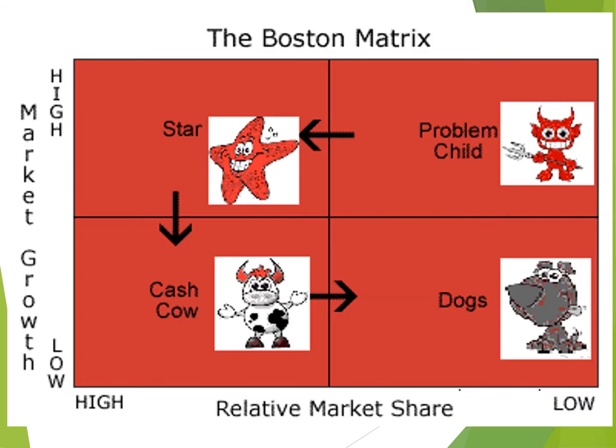So the Boston Matrix looks like this, and you'll see there are 4 different categories. We have stars, we have cash cows, we have dogs, and we have problem children. And they're all rated according to high and low market share and high and low market growth. And we're going to look at each of these in turn now.